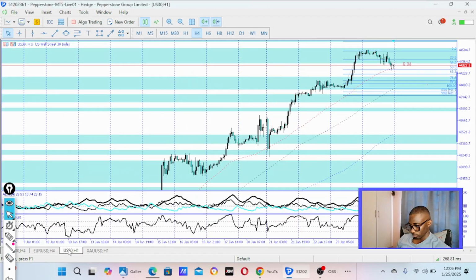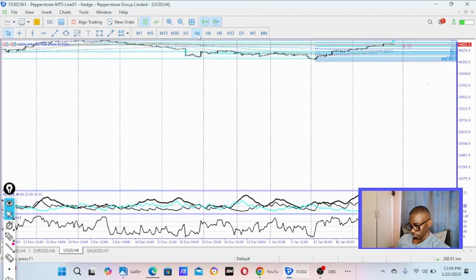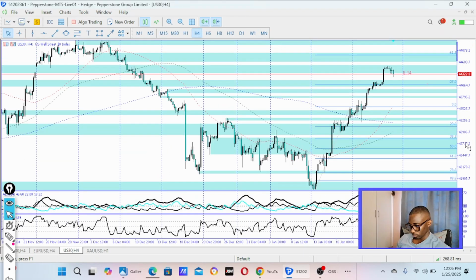Now let's get to the pair of US30. Let's go to H4 and do a recap from last week's analysis. The market was right here, and I wanted price to come back to this area to continue this bullish run, but price did not come to this area.